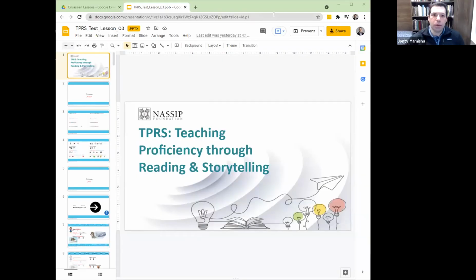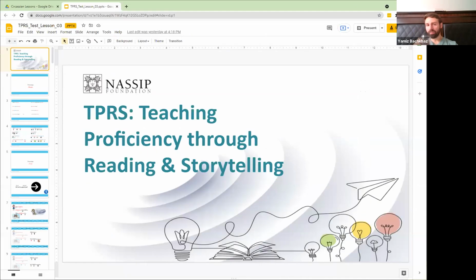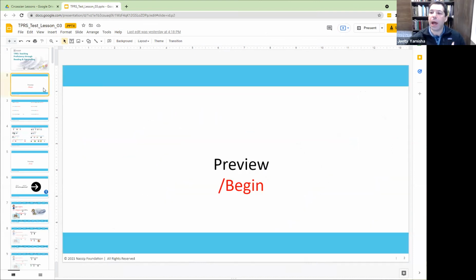So today, I'm going to be sharing with you what I'm calling our TPRS 3.0 materials. Can everybody see my screen okay? It's not too small, not too big? Okay, good. So first, I'm going to give you a preview, all right?